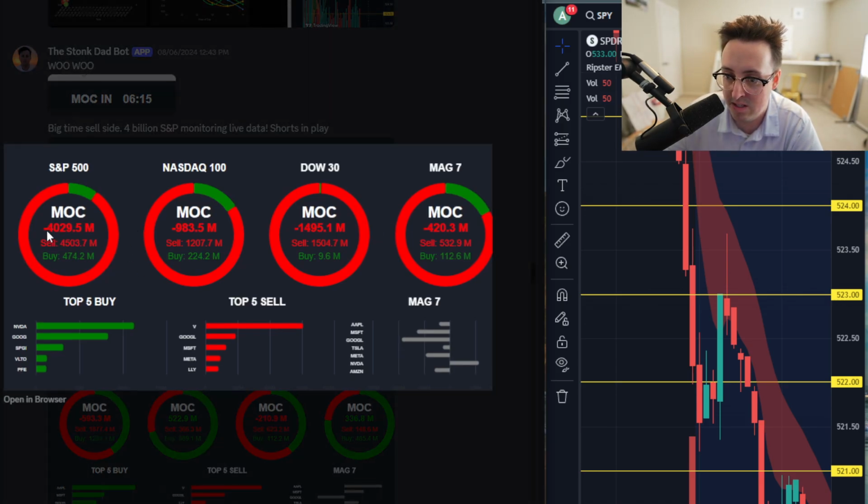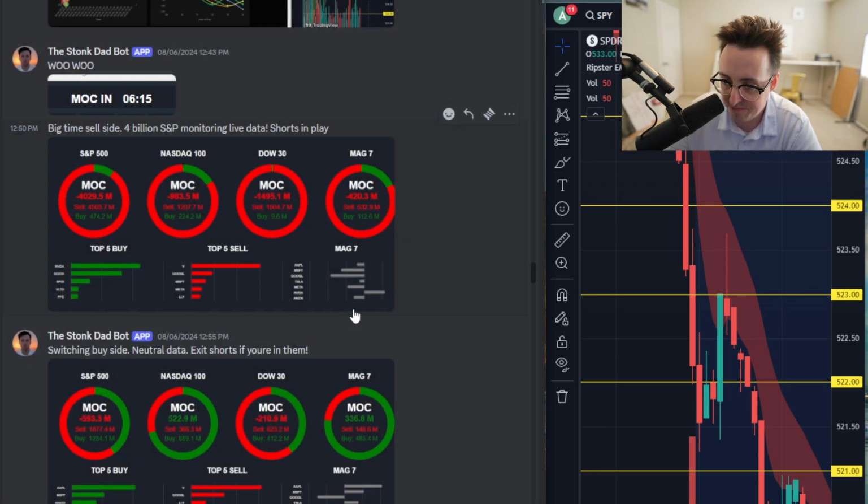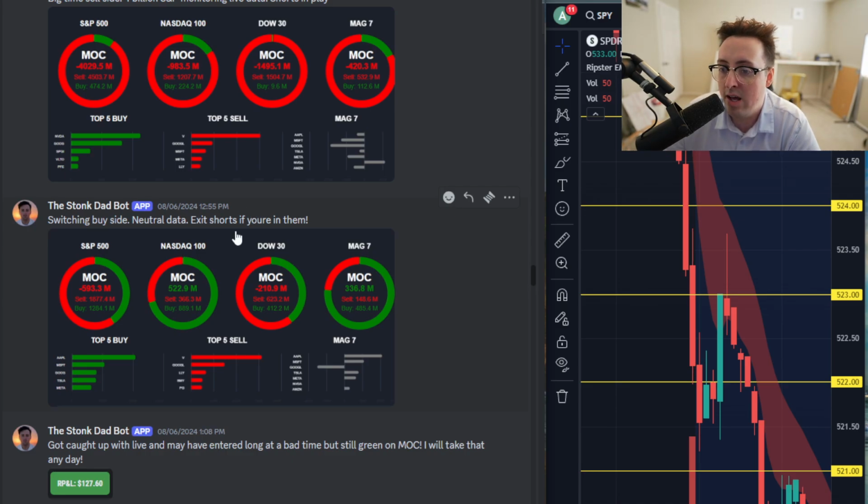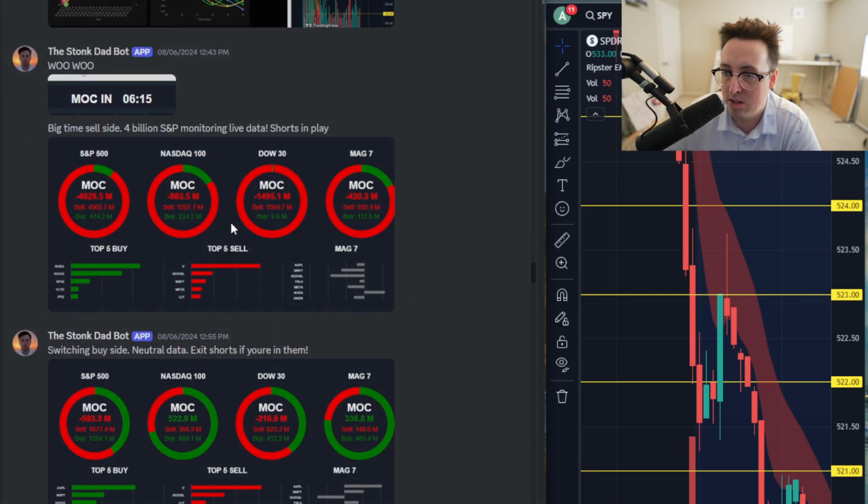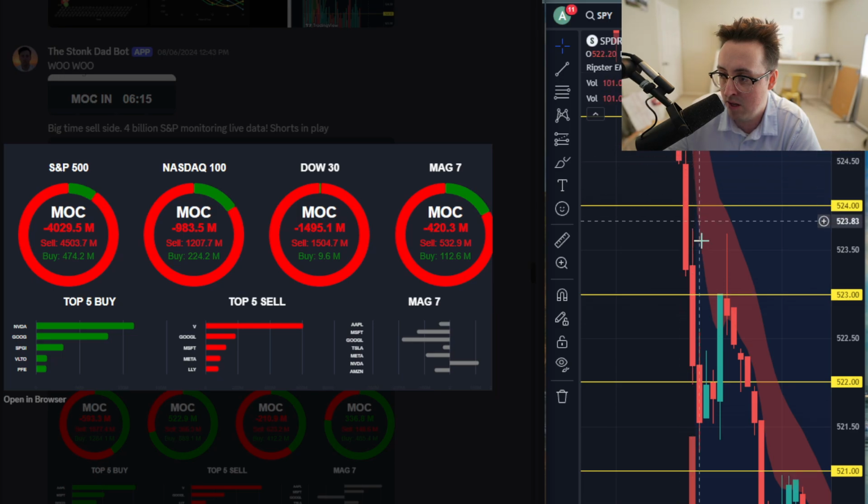This says minus 4,029.5 million, basically 4.02 billion, so minus 4.02 billion sell side S&P. You can also see that everything lined up sell side as well: about 1 billion sell side NASDAQ, and then also the Dow and the Mag 7. So what I did in this instance is I went sell side almost immediately. We could see a huge dump here.